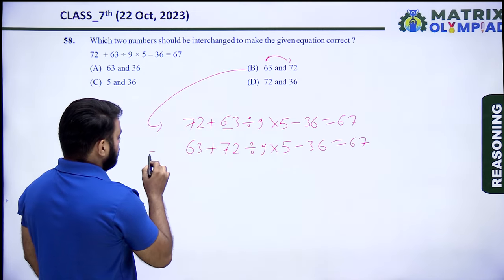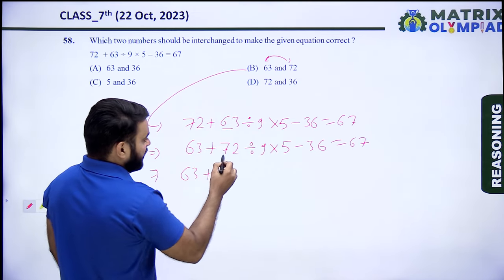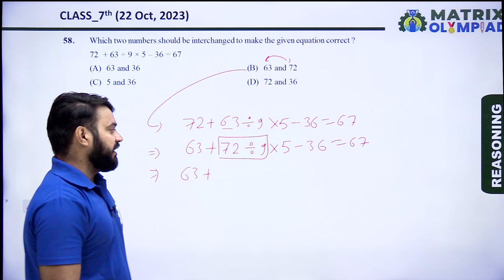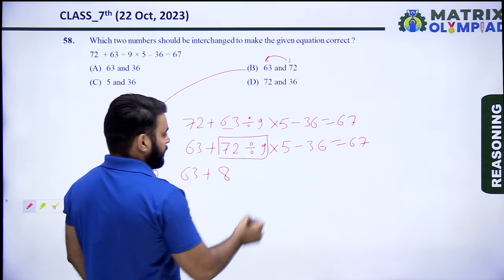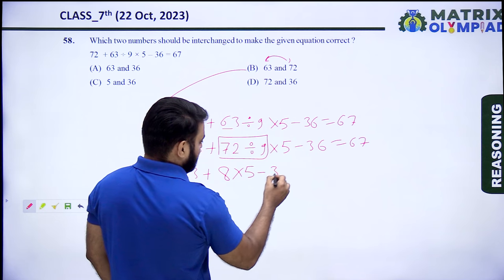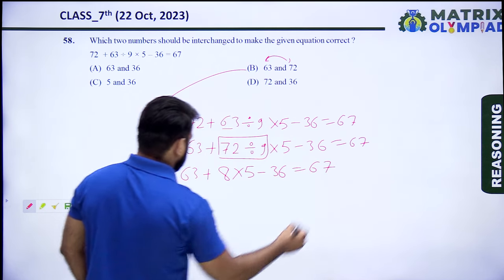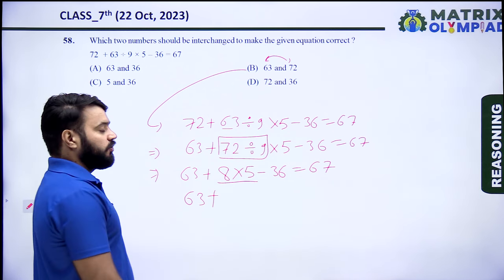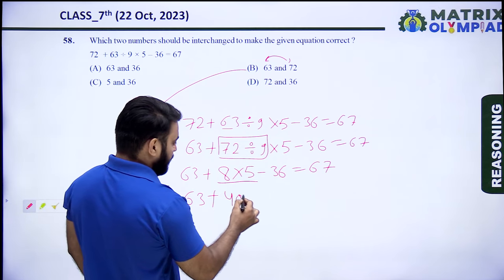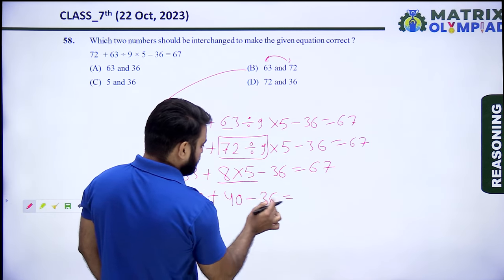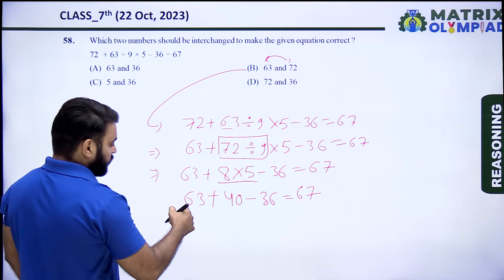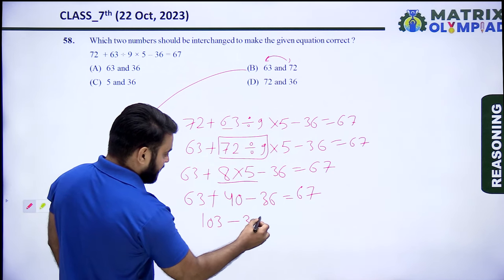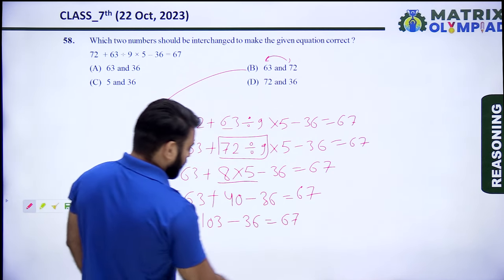So using BODMAS rule, in 63 plus 72, first divide the numbers. 72 divided by 9 means 8, multiply by 5 minus 36 is equal to 67. So 63 plus, now multiply the numbers, 8 into 5 means 40. 40 minus 36. So 63 plus 40 means 103, minus 36 is equal to 67.